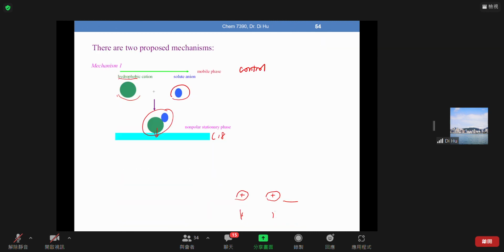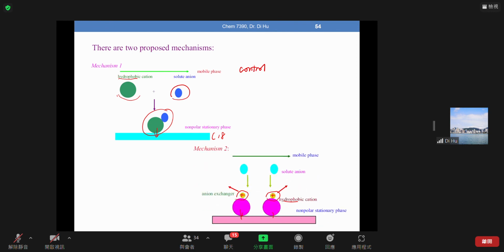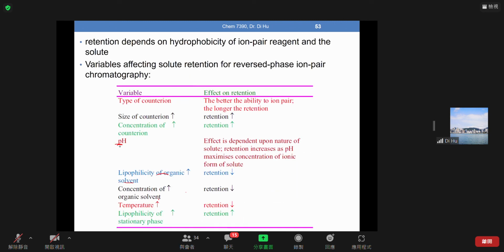If you need to change your mobile phase, you have to pump at least 20 column volumes, so this is really time consuming. Also, the ion pairing equilibria are temperature dependent. As you can see, when temperature increases, retention decreases, so you have to really control temperature. Also, the reaction going on inside the mobile phase is not really good, and it can make the overall analysis time much longer.